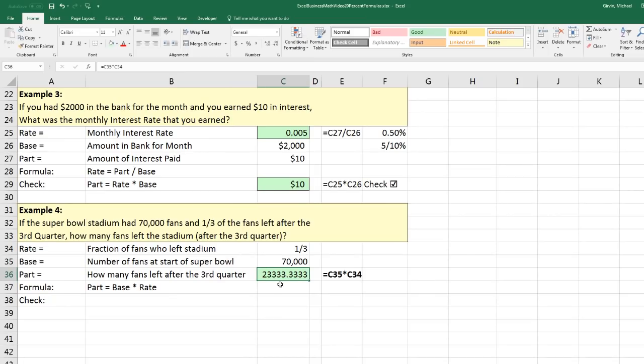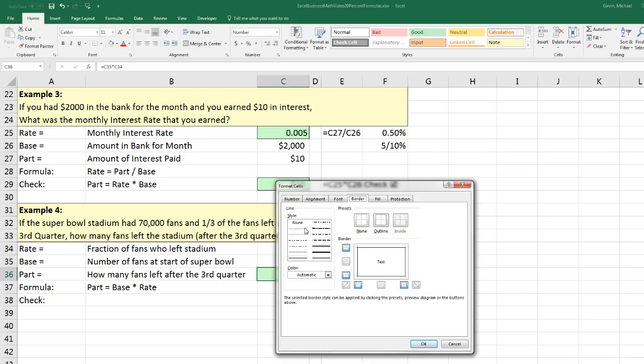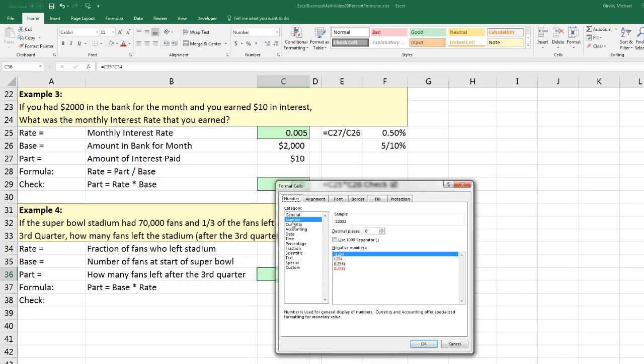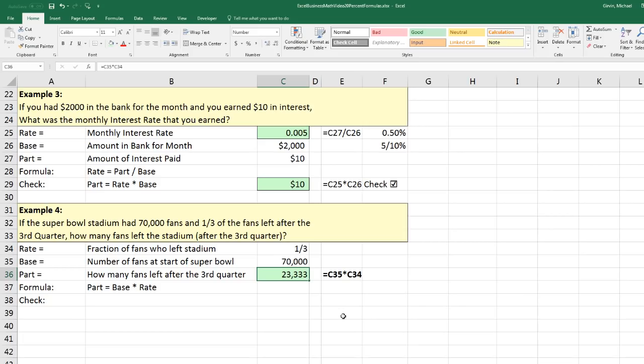Now, we're not going to use this in any other subsequent formula. We could round if we want. We'd have to round to the ones position. But I'm just going to decrease the decimals. Or really, I should Control 1, go to the number tab, and under the number group, be sure and check the separator. That just makes it easier to read. 0 decimals, click OK. So 23,333 left.